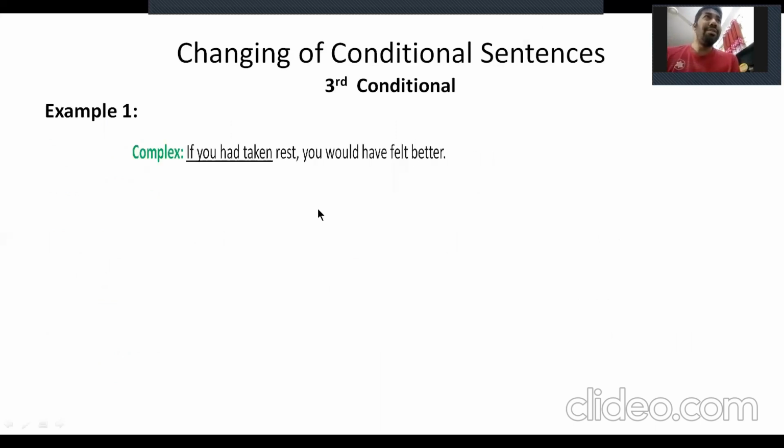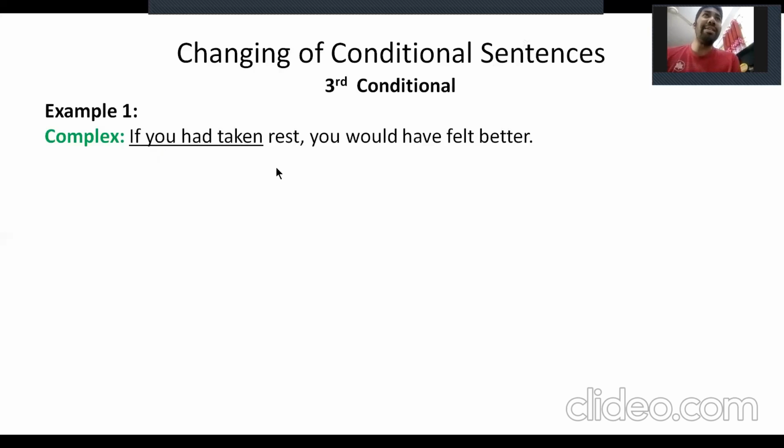Let us now move on to the last example of today's lecture. This one is in the third conditional. The sentence reads, if you had taken rest, you would have felt better. We use past perfect tense with the conjunction if, and would have or could have or might have plus V3 structure in the main clause of the sentence. This sentence is in complex form, as there is a subordinating conjunction if.